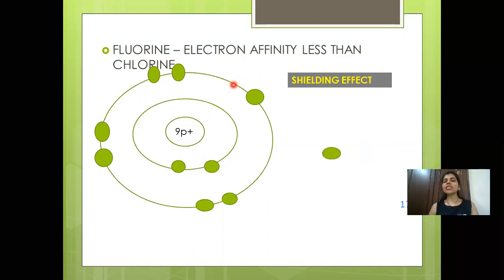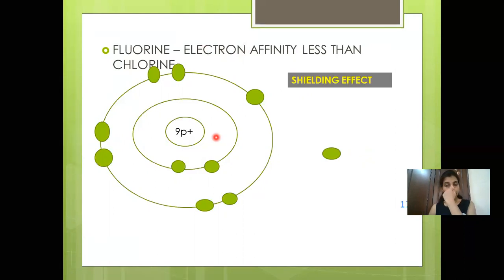Means you can see that this electron is thrown away due to repulsion. So that is known as shielding effect. And because it is thrown away, and you know that the electron affinity meaning is the amount of energy released when a particular atom is forming an anion. So you can see that when this particular electron is accepted, due to the shielding effect, due to the repulsion and the small size, it is thrown back. And that's the reason its electron affinity compared to fluorine is less. So electron affinity in the group of halogens is maximum for fluorine.